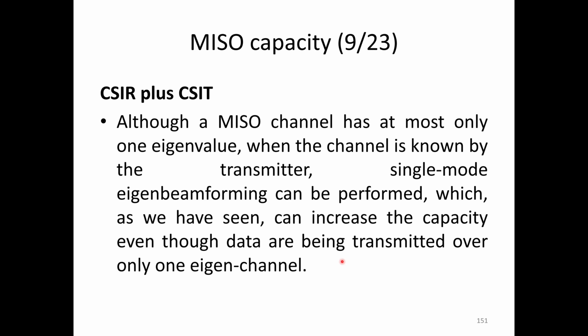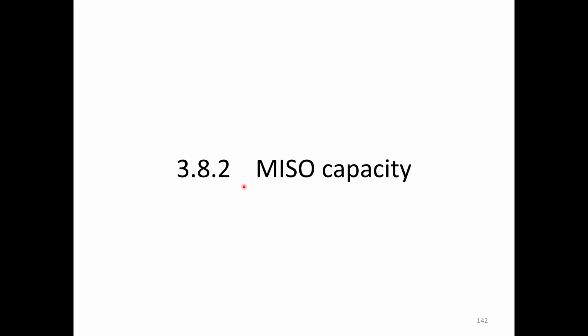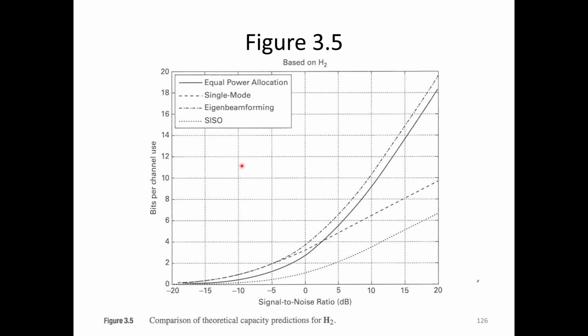We have seen before that the capacity of single mode eigenbeamforming is better than the capacity of a SISO system. Let us go back to the figure. In this figure, we can see that the single mode capacity, this curve, is better than the SISO capacity, this curve. Let us go back to page 151.